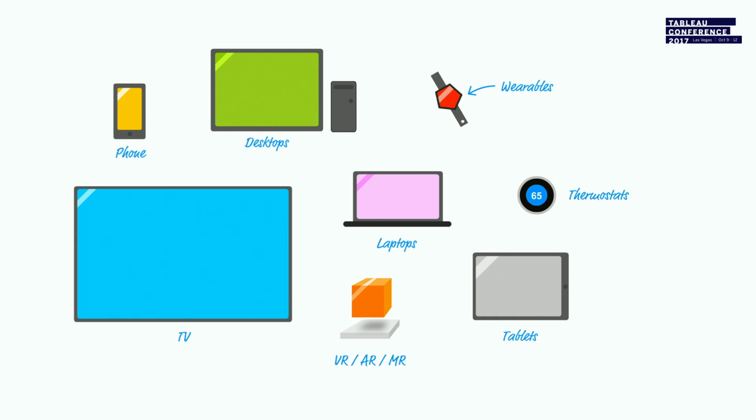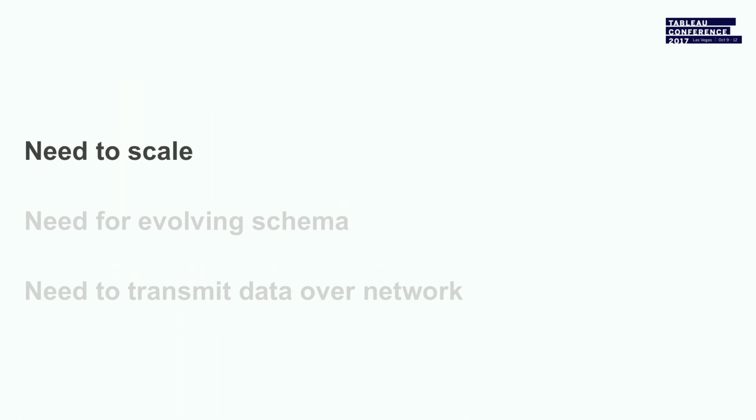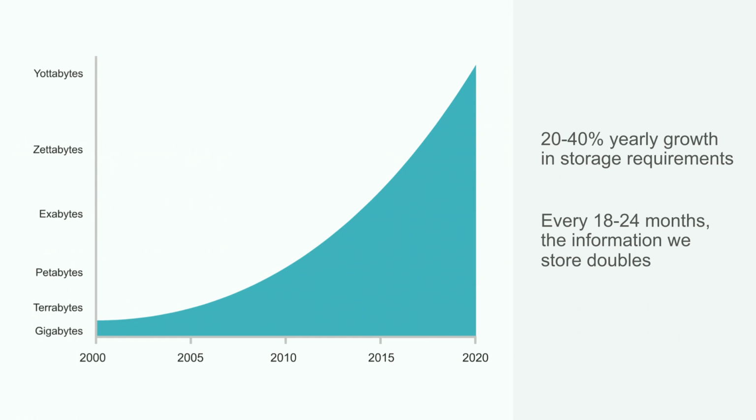Now, given all these technological advancements, imagine the amount of data that we are all producing every day. Now, all these technological advancements have led to several primary needs. The first primary need is the need to scale. Now, it has been estimated that every 18 to 24 months, the amount of information that we store doubles.